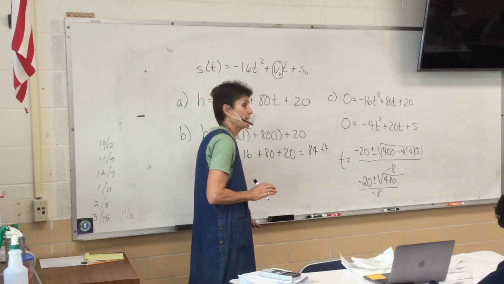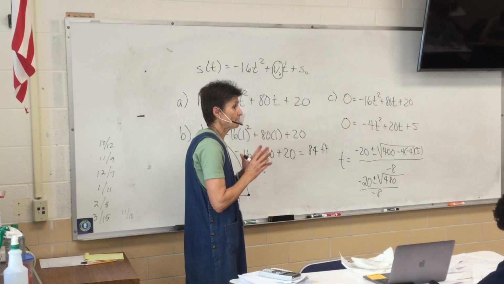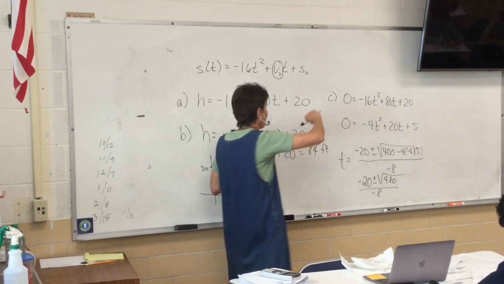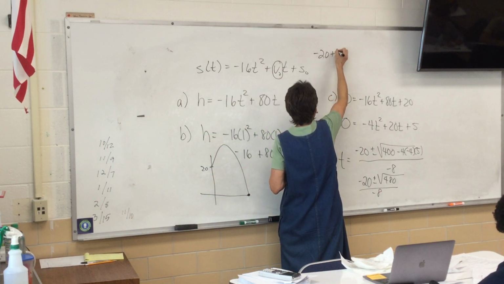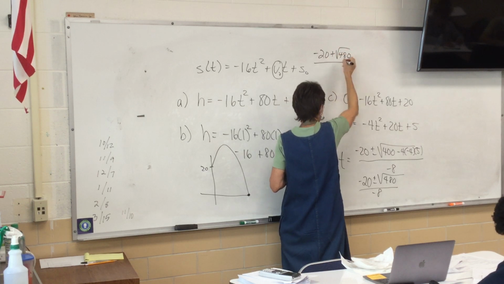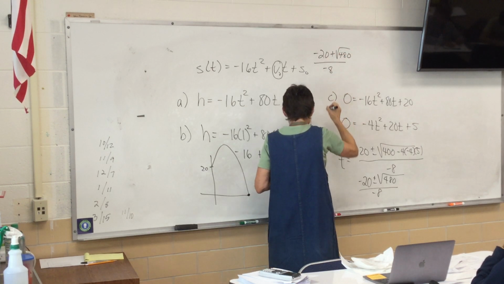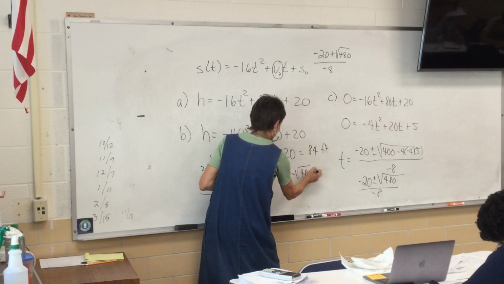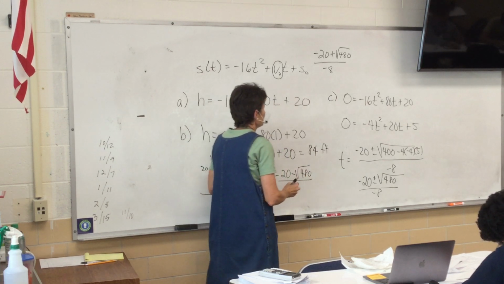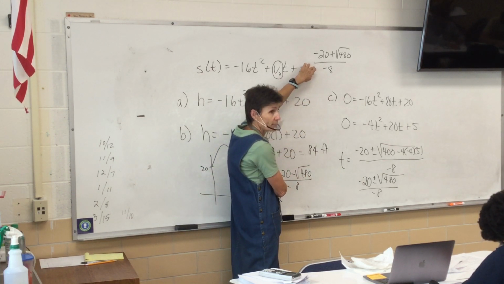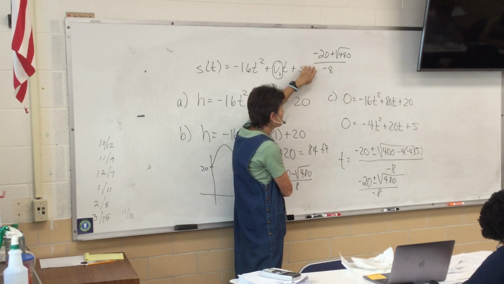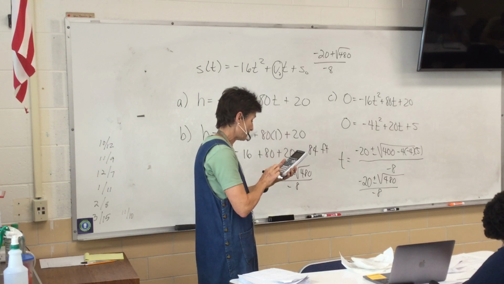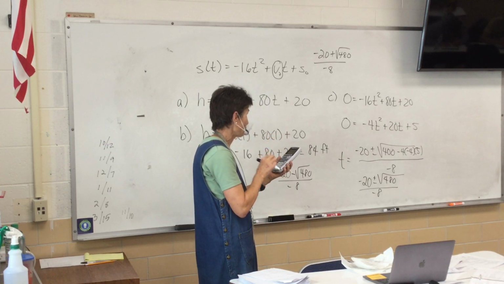Now, at this point, remember, there's 2 answers there. One of them is negative 20 plus root 480 over negative 8. And one of them is negative 20 minus root 480 over negative 8. Everybody agree with me? My 2 answers are here. So I'm going to type those in on my calculator carefully. And all of us should end up with the same answer, even if you didn't divide out the 4.